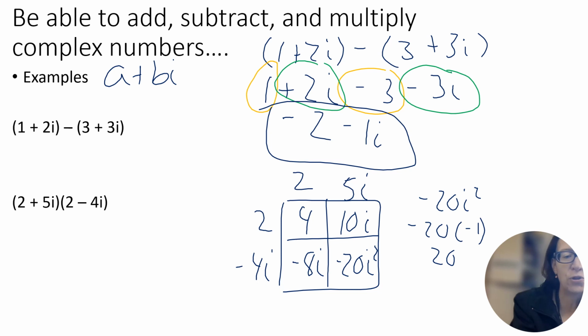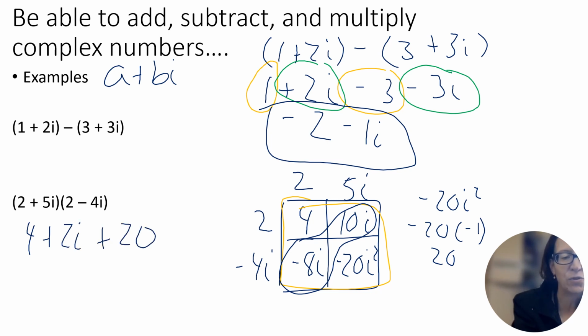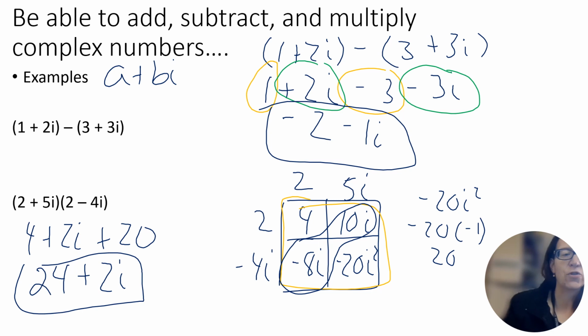So when I go to add up all of these, I will have 4. And then this is 10i minus 8i, or 2i. And then this one down here is a positive 20. 4 plus 20 is 24. Okay, so there's your multiplication.